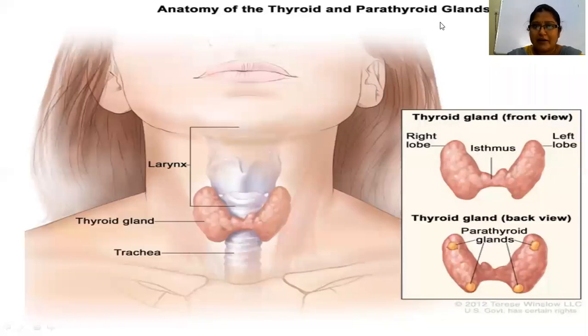Anatomy of thyroid and parathyroid glands. The thyroid gland is a butterfly shaped gland. It consists of two lobes, right lobe and left lobe, connected by the isthmus. It is beneath the larynx, beneath the Adam's apple, and it lies near the parathyroid glands.